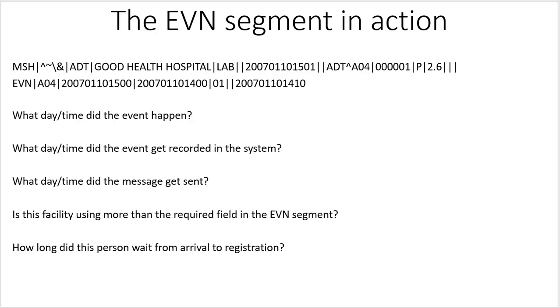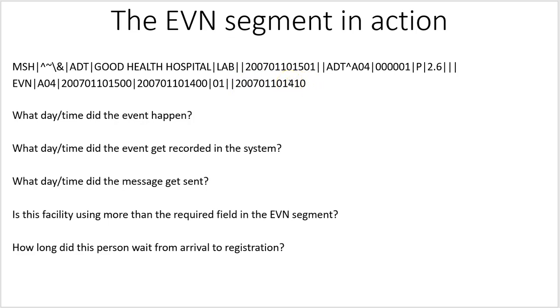Alright, so let's look at the EVN segment in action, and let's see what time these events occurred, and see if we can learn to interpret this and make some conclusions based on what we see from this message. So what day and time did the event actually happen? Well, that's going to be in EVN6, so EVN 1, 2, 3, 4, 5, 6. So this event happened 2007, January 10th, 1410, 2:10 in the afternoon.